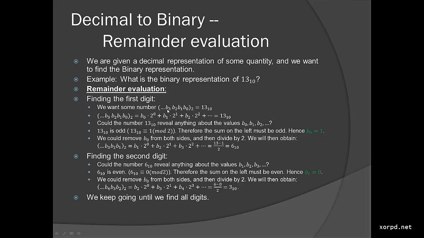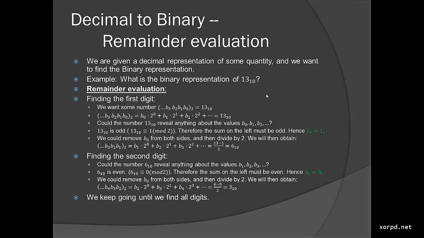If we expand this expression, we are going to get something like this. B0 times 2 to the 0 plus B1 times 2 to the first, and so on. This should equal 13 in base 10. An interesting question at this point is this: could the number 13 reveal anything about the values B0, B1, B2? Maybe it could leak somehow information. Maybe I could guess by looking at 13 what would be some of the bits.